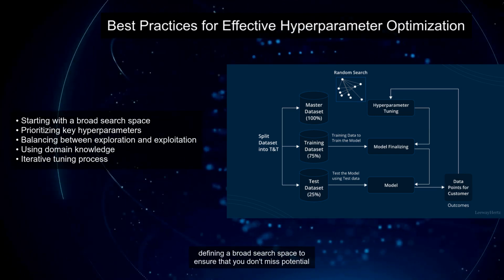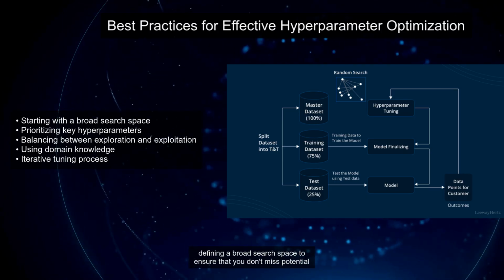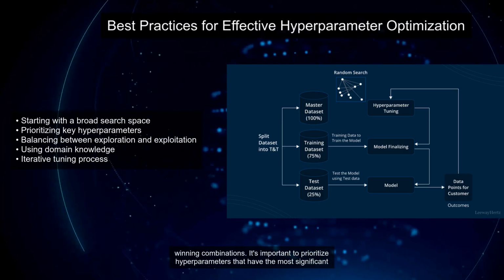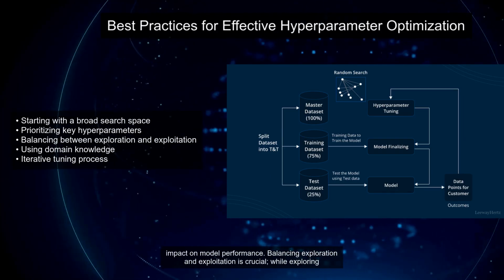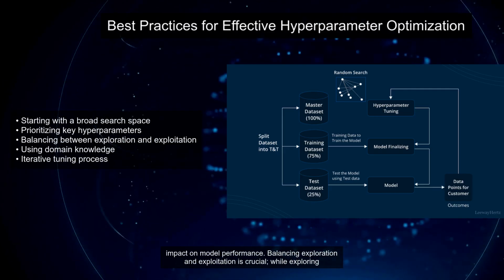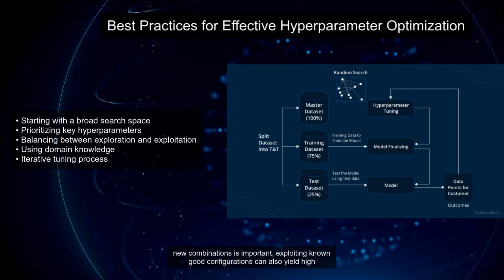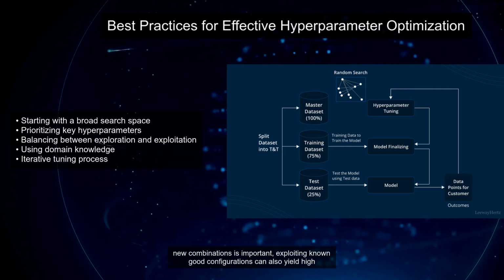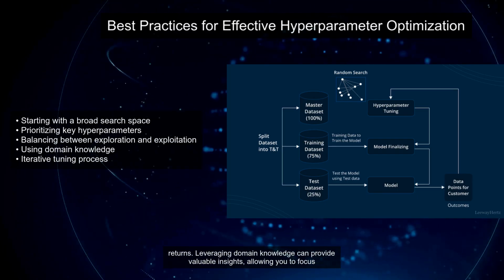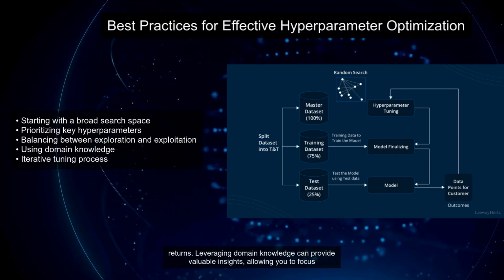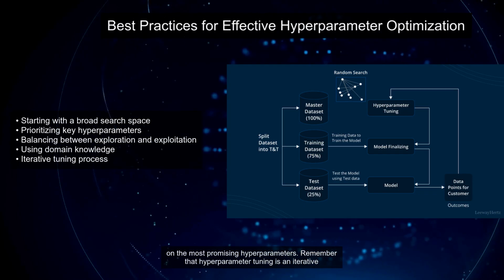Effective hyperparameter optimization is both an art and a science. Start by defining a broad search space to ensure that you don't miss potential winning combinations. It's important to prioritize hyperparameters that have the most significant impact on model performance. Balancing exploration and exploitation is crucial. While exploring new combinations is important, exploiting known good configurations can also yield high returns. Leveraging domain knowledge can provide valuable insights, allowing you to focus on the most promising hyperparameters.